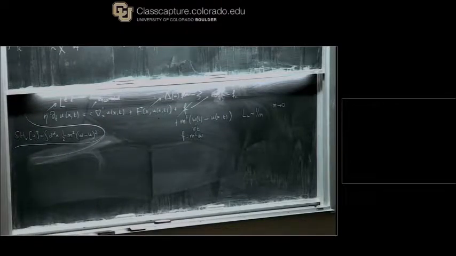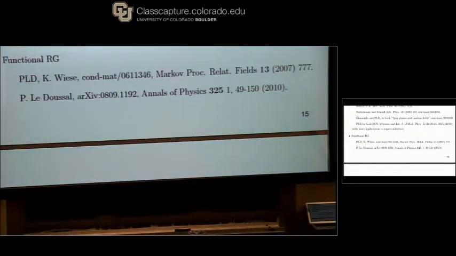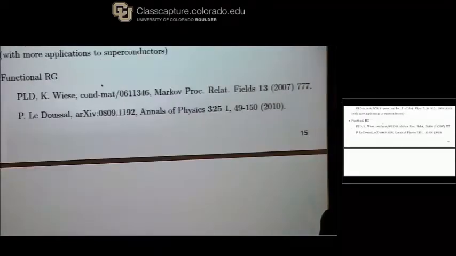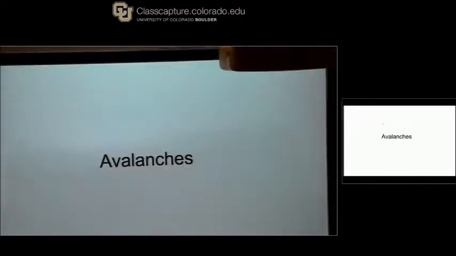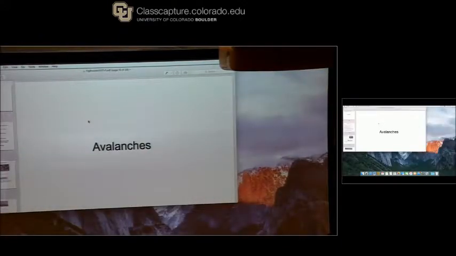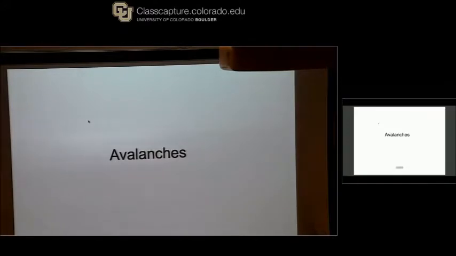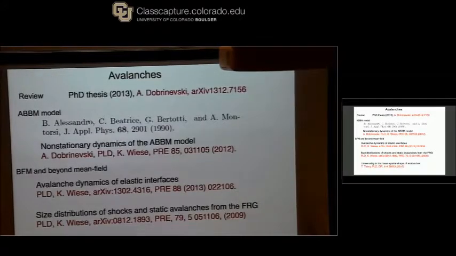So first I will give you a list of some kind of reference material. So about avalanche, there is a very nice review, where there are a lot of interesting details, by one of our students, Dobrinevsky, which is on arXiv and it's quite useful.